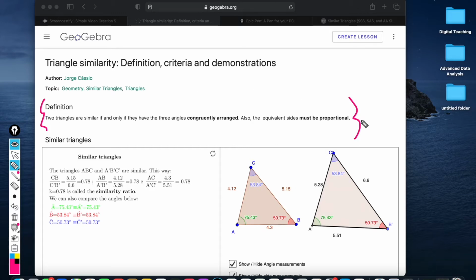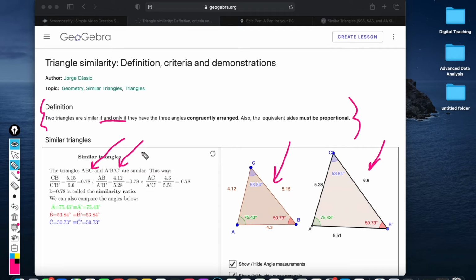Triangle similarity is dealing with two triangles being similar, and as you see in a lot of our previous lectures and talks here, this phrase, if and only if. Two triangles are similar if and only if they have the three angles congruently arranged. So in the figure that you see down below, we have two triangles. The triangle on the left, you would name triangle ABC. The triangle on the right, we would call triangle A prime, B prime, C prime.